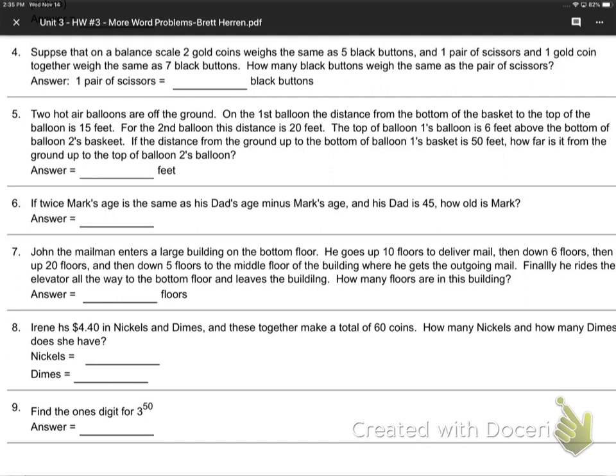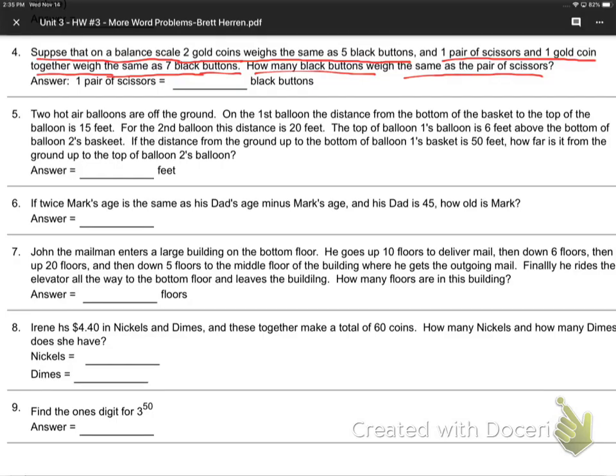Number 4. Suppose that on a balanced scale, 2 gold coins weigh the same as 5 black buttons, and 1 pair of scissors and 1 gold coin together weigh the same as 7 black buttons. How many black buttons weigh the same as the pair of scissors? Let me let you digest that, and let me write it.